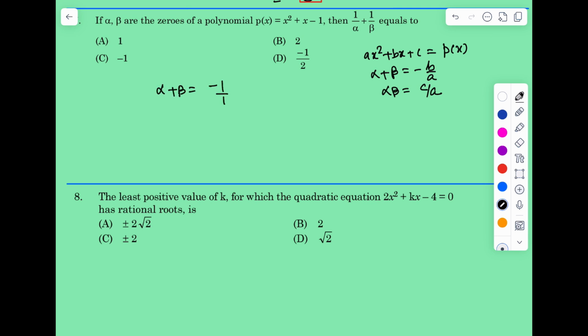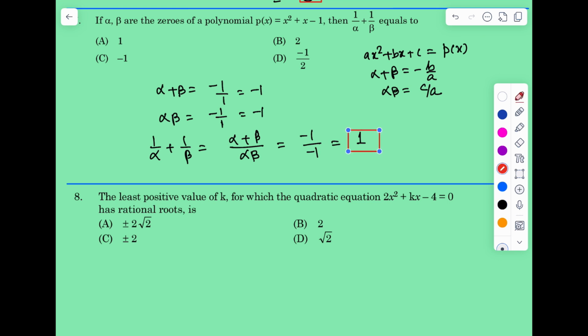So alpha plus beta is equal to minus b by a, that is minus 1 by 1, which is equal to minus 1. Alpha beta is equal to c by a, that is minus 1 by 1, which is also equal to minus 1. Now 1 by alpha plus 1 by beta is the same as alpha plus beta divided by alpha beta, taking the LCM. Alpha plus beta is equal to minus 1 and alpha beta is again equal to minus 1. So the answer is equal to 1.